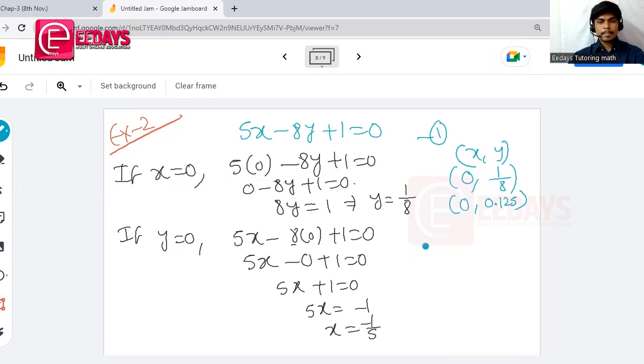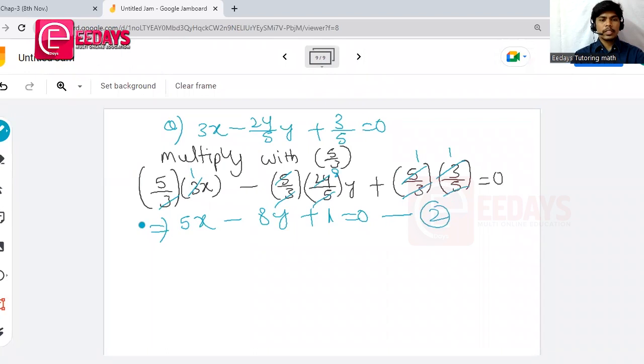And yeah, in this point, x comma y. Here y is taken as 0 and x, obviously 1 by 5, is nothing but 0.2, so minus 0.2. The same procedure. Here also we got the same equation.